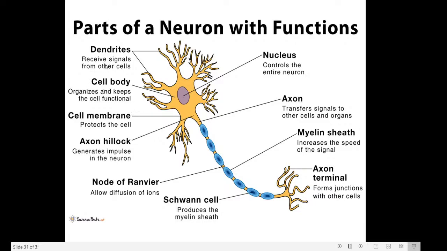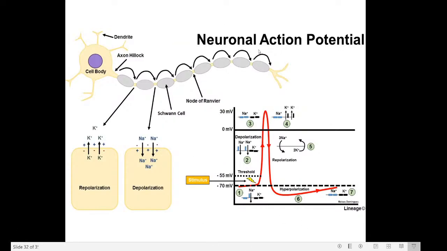The dendrites receive signals from other cells. It's a receiver, and the axon is the transfer. The axons are the transfer, the dendrites are the receiver. That is very important. These two things are very important. And neurons have an action potential. It's a very important concept in our nervous system.